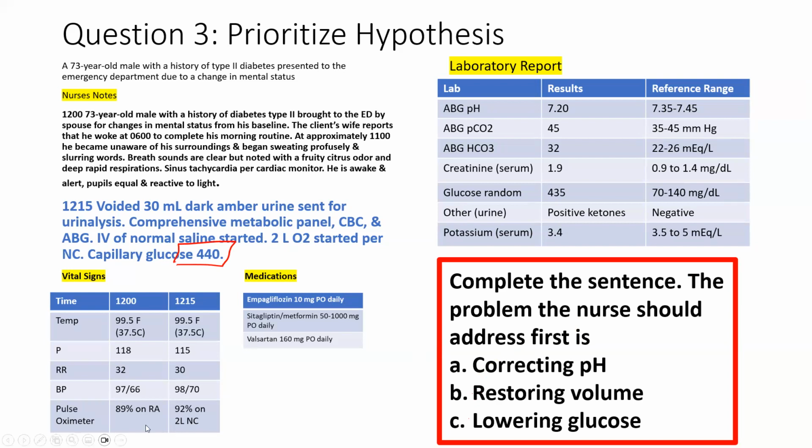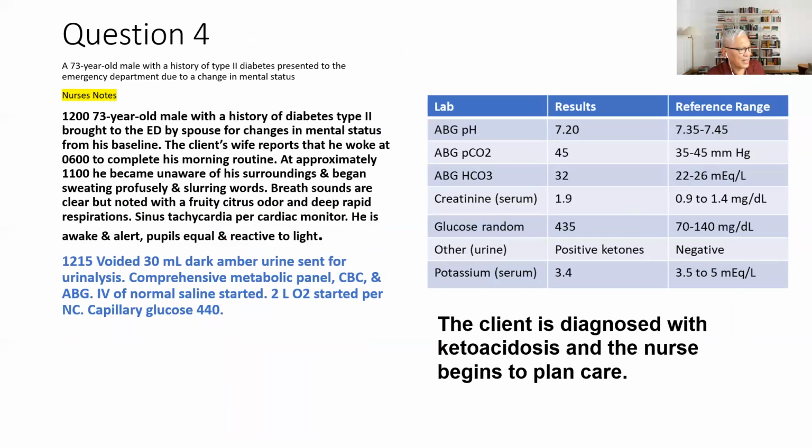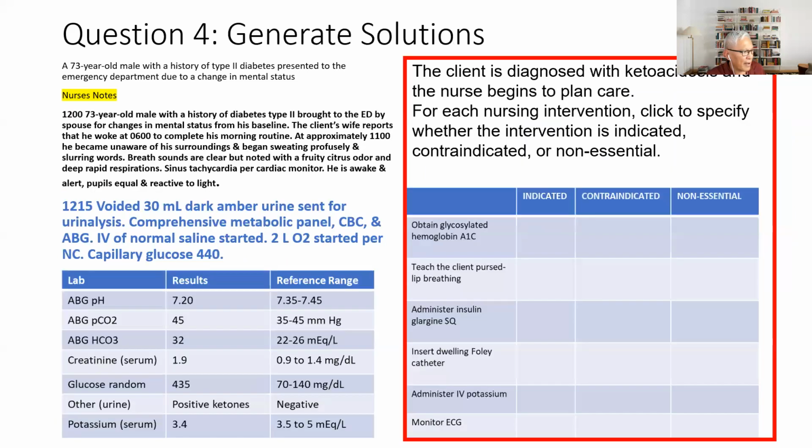So what would be the correct answer? E? B, restoring the volume. Okay, we always treat the dehydration first. Excellent. So letter B is the correct response. All right. So the client is now diagnosed with ketoacidosis and the nurse begins the plan of care. For each nursing intervention, click to specify whether the intervention is indicated, contraindicated, or non-essential.